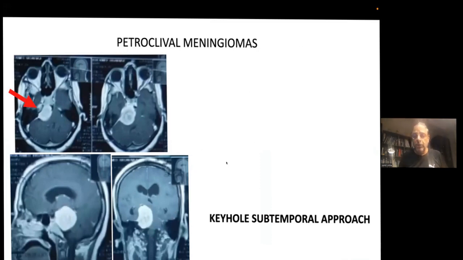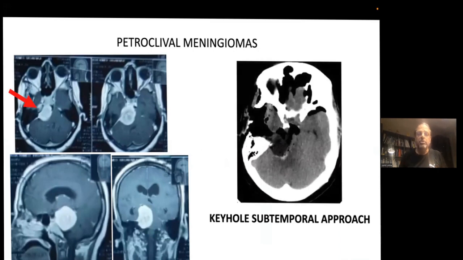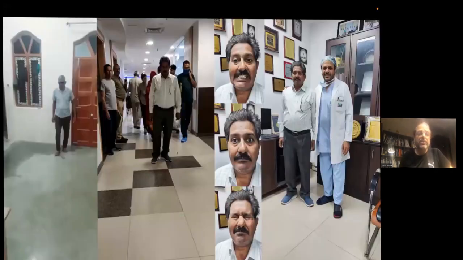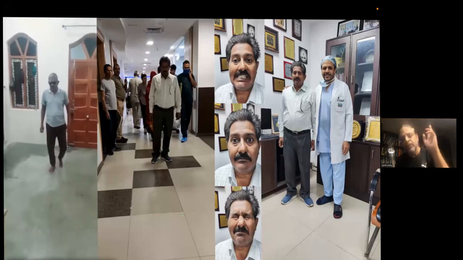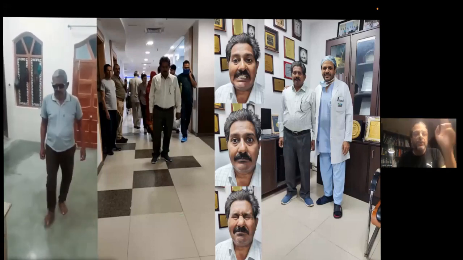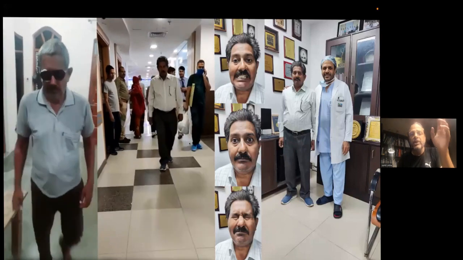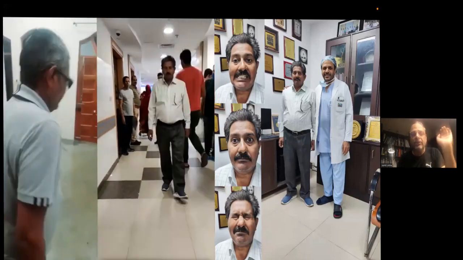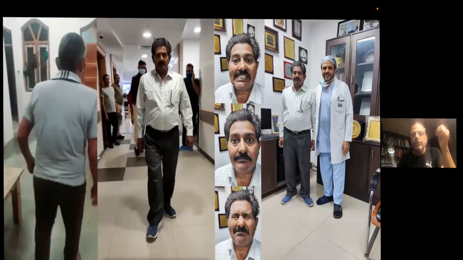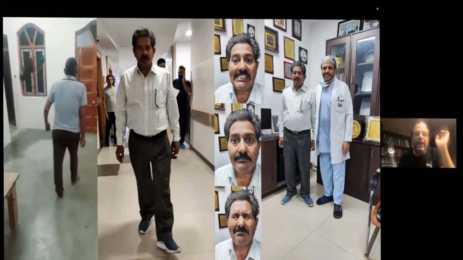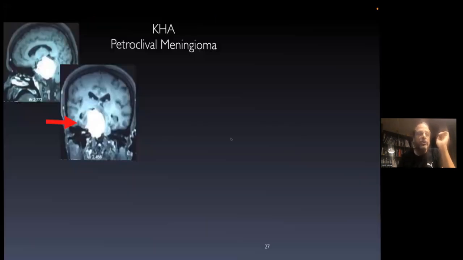And this is what the post-op CT immediately after the surgery looks like, showing complete excision. This is what the patient had as symptoms before the surgery, which persisted for about 6 months, and you see the patient completely intact after 1 year of surgery.